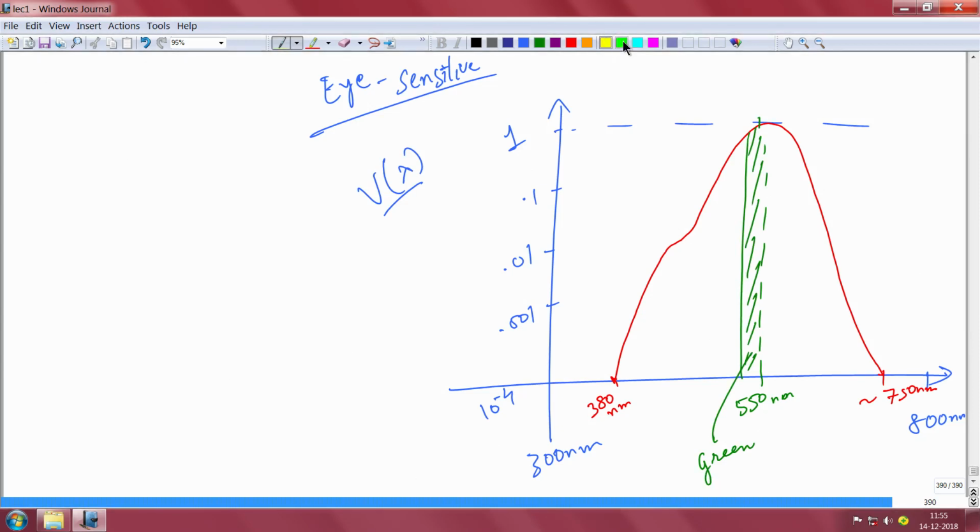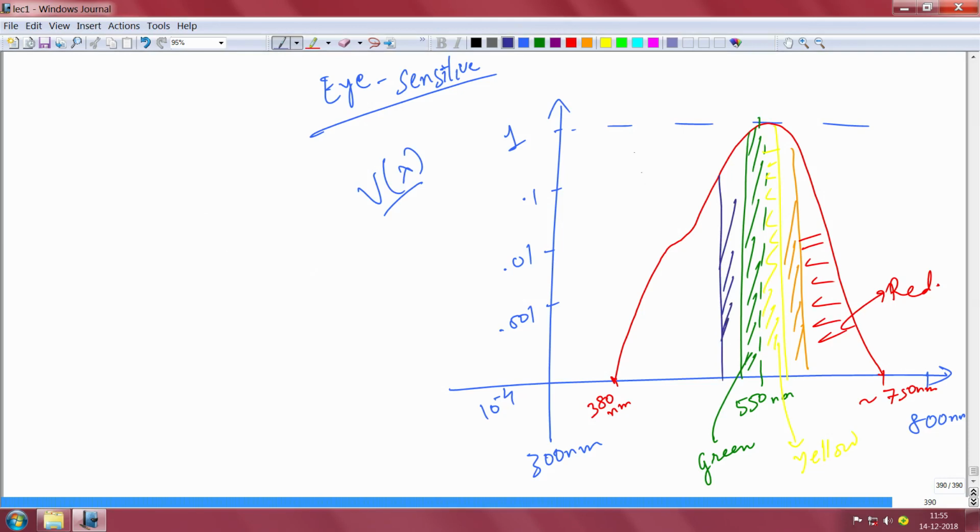Just to the right of green you have yellow, which you cannot see very well, and then you have orange. Then you have red, which is large. And then of course you have cyan, then blue, and then violet. That is how your eye sensitivity function looks.